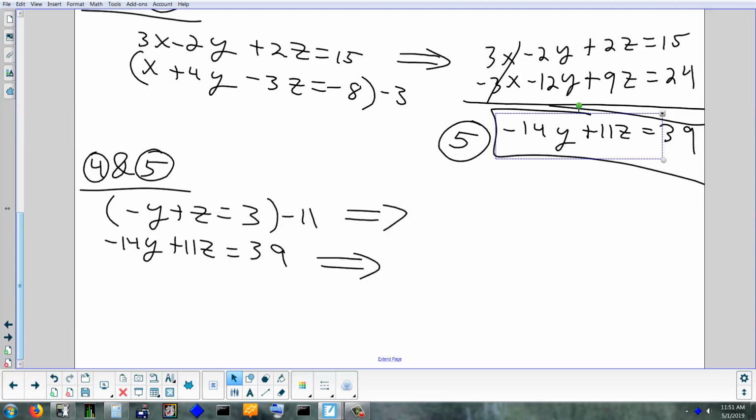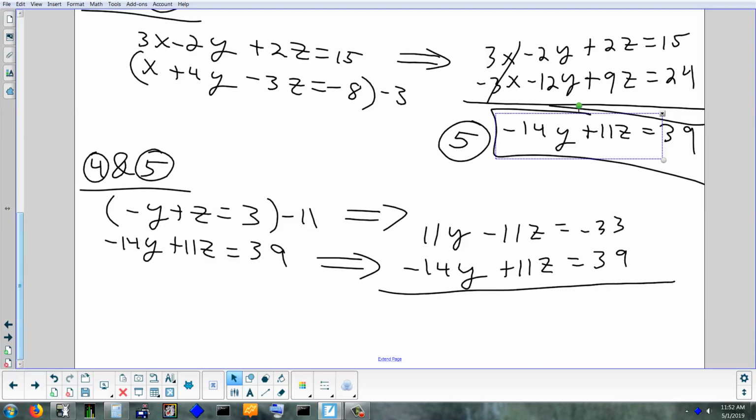Okay, so I usually copy the one that doesn't change first. Negative 14y plus 11z equals 39. Now, what's negative y times negative 11? 11y. Negative 11 times z? Negative 11z. And negative 11 times 3? Negative 33.